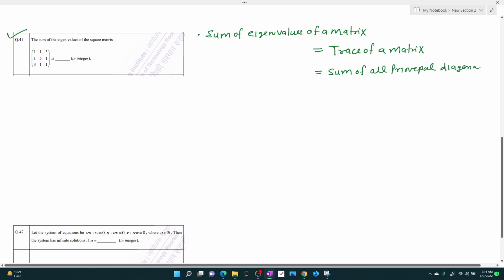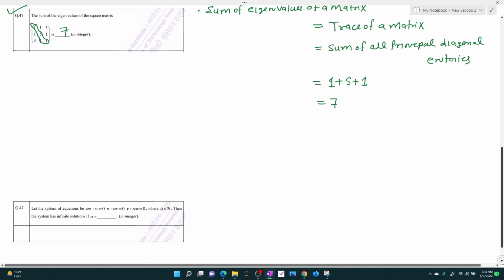Right? So here the principal diagonal contains entries like this. This is the principal diagonal: 1, 5 and 1. So this is coming out to be 1 plus 5 plus 1, which is nothing but 7. So the sum of all the eigenvalues is also going to be 7. That's all for this second question. Now let's move to the third question.